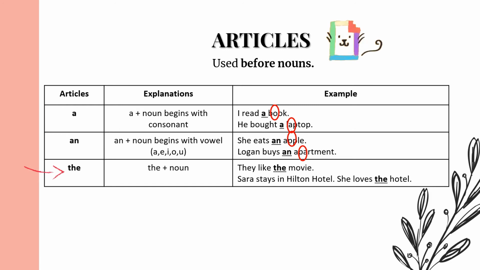And the last one is the article the. The plus what? The plus noun. Usually for the, it is very specific. For example, they like the movie. Here we are talking about the movie that they have watched. And the next one is, we have Sarah stays in Hilton Hotel. She loves the hotel. For this sentence, we are talking about the Hilton Hotel, not the other hotel.